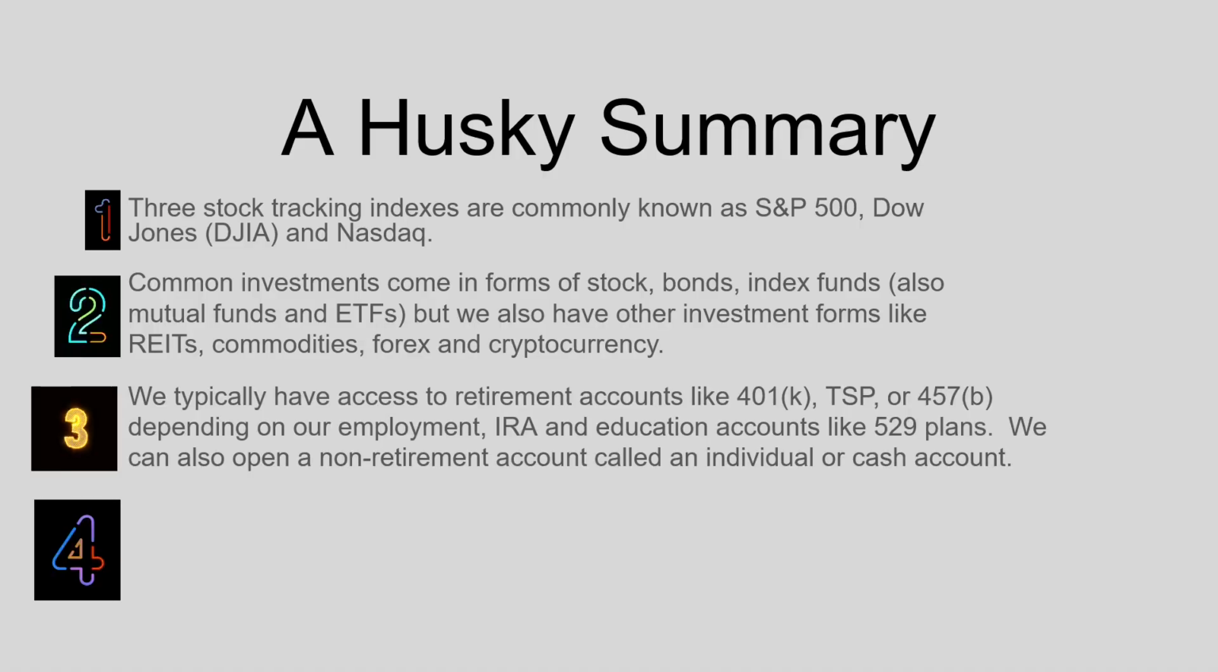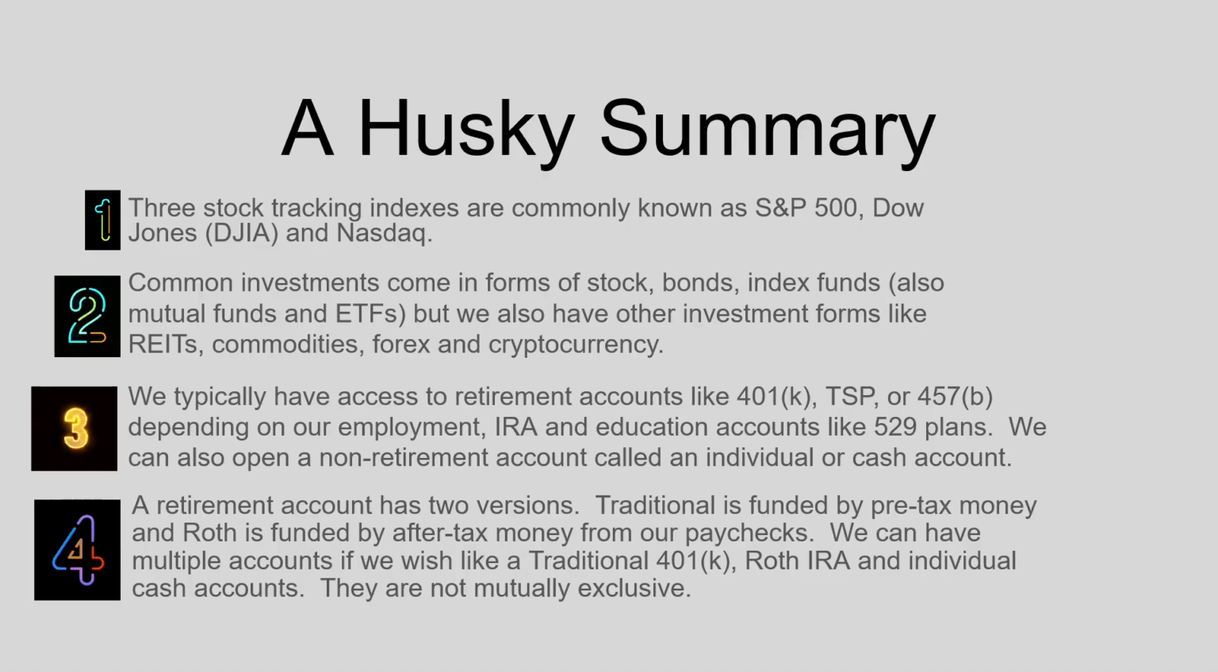And number three, we typically have access to retirement accounts like the 401k, TSP, or 457B, depending on our employment. There's also IRA and education accounts like 529 plans. And we can also open up a non-retirement account called an individual cash account.